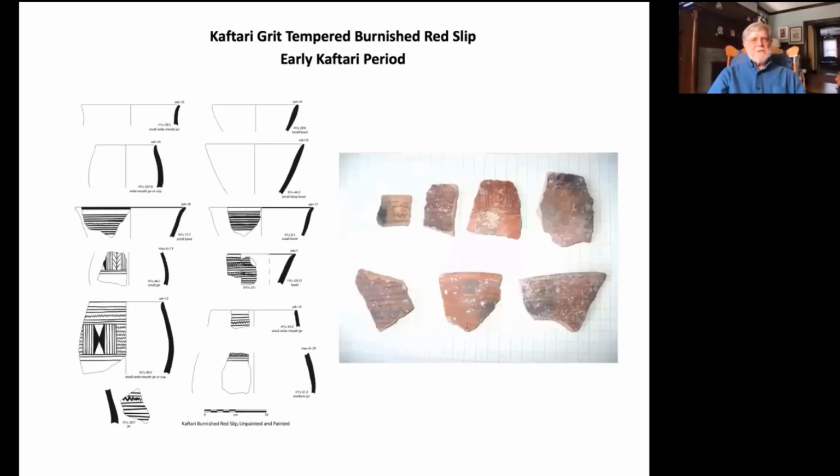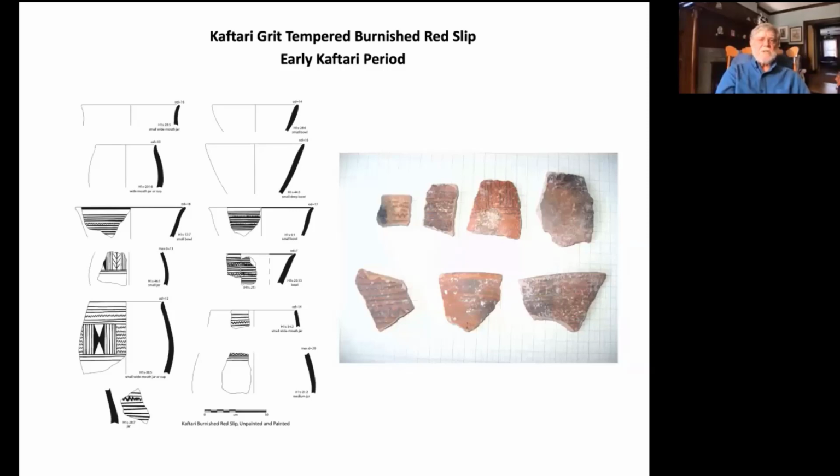And then we get to the early Kaftari period pottery, and the real distinctive set of decorations are this burnished red slip, the painted burnished red slip. It's got black paint, it's got a burnished red slip, it's got a grit temper, but it doesn't have the chaff added to it that you have during the Banesh Kaftari transitional.